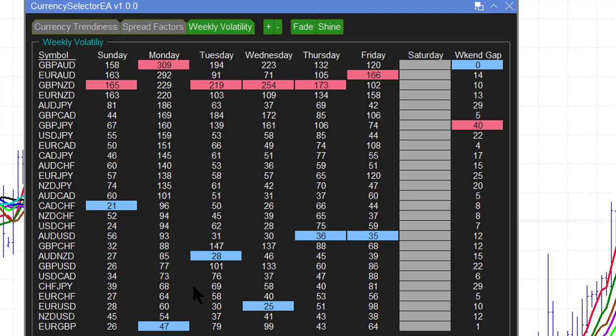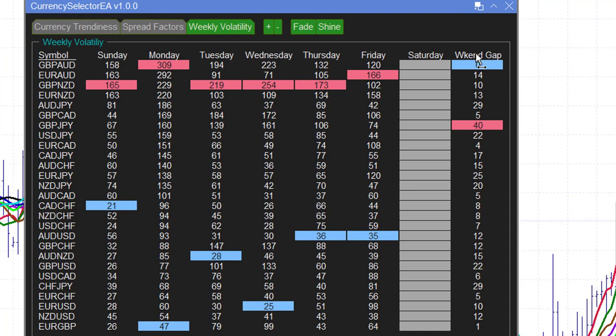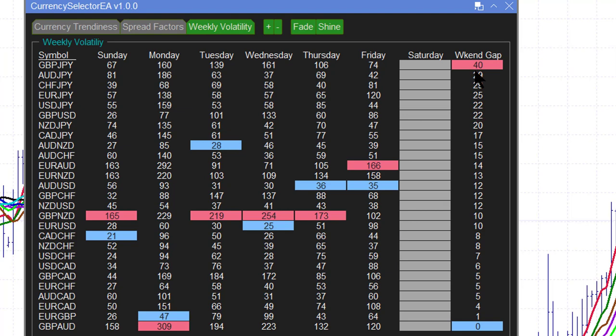And you can always refine these figures by looking at longer periods in your settings. So instead of 4 weeks, you could put that as 8 weeks, and you could most probably get more refined figures. What I also find extremely helpful with this particular table is the weekend gap. So what this EA does is it takes the closing price at the end of the week and it compares it with the opening price at the beginning of the week, and it says, okay, therefore there has been a weekend gap of 40 pips on the pound yen and nothing on the pound Oz, for instance.